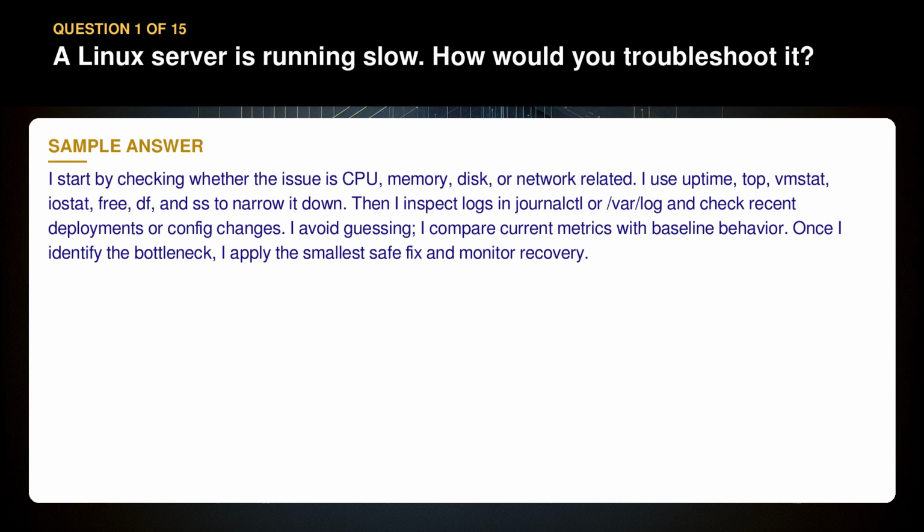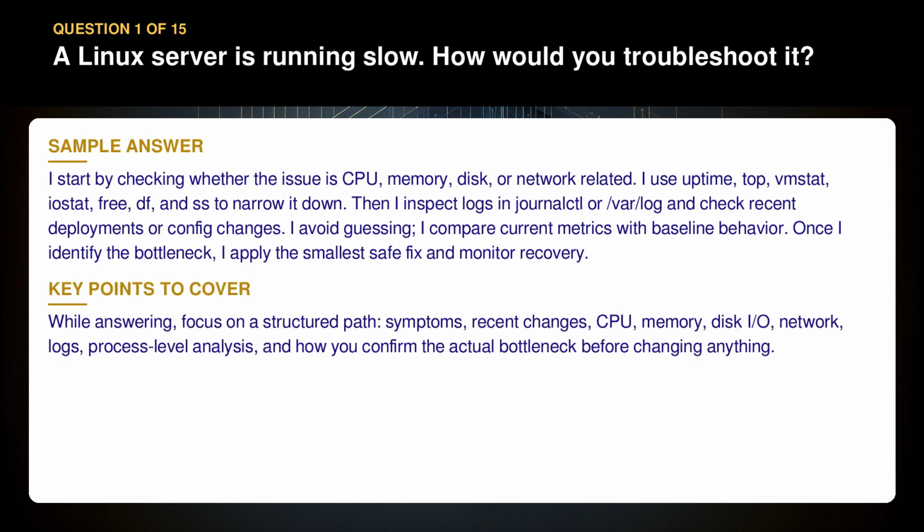I avoid guessing. I compare current metrics with baseline behavior. Once I identify the bottleneck, I apply the smallest safe fix and monitor recovery. While answering, focus on a structured path: symptoms, recent changes, CPU, memory, disk I/O, network, logs, process level analysis, and how you confirm the actual bottleneck before changing anything.